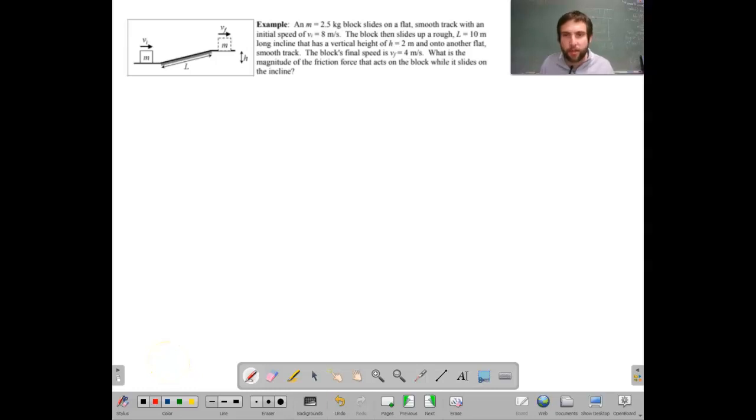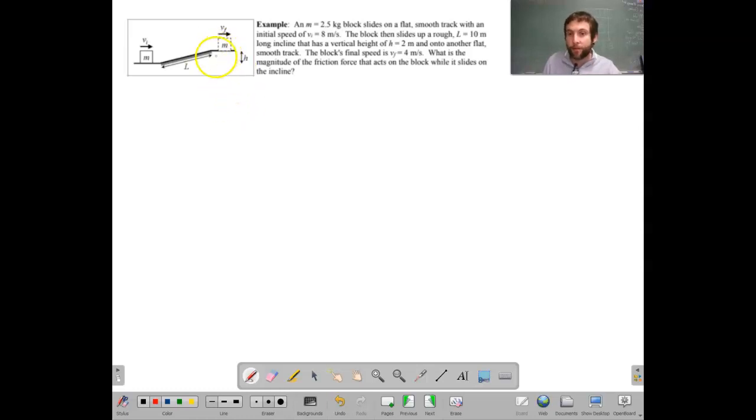We have a mass of 2.5 kilograms sliding on a flat, smooth track with an initial speed of 8 meters per second. The block slides up a rough, long incline that is 10 meters long and has a vertical height of 2 meters, and onto another flat, smooth track. The block's final speed is 4 meters per second. What is the magnitude of the frictional force?